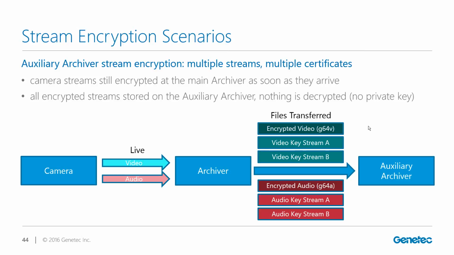The private keys are only kept on the actual client workstations, not on the servers, so that means the archiver can't see the video, the auxiliary archiver can't see the video. All they can do is take the encrypted files and store them on their storage device. That keeps things very secure, so there's no point where it gets decrypted unless you actually have that private key.